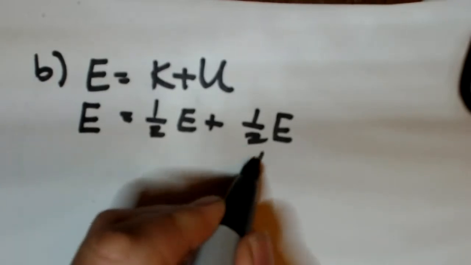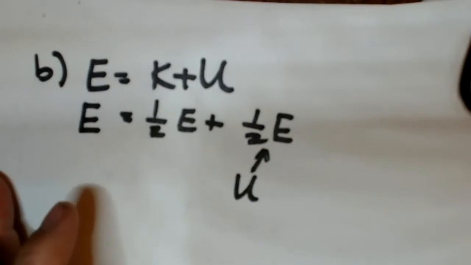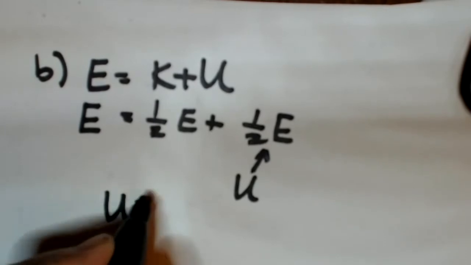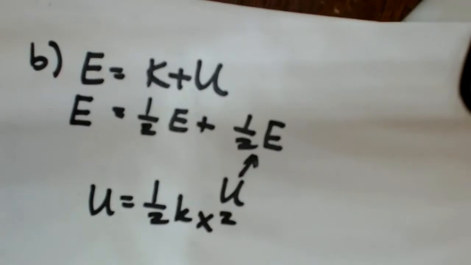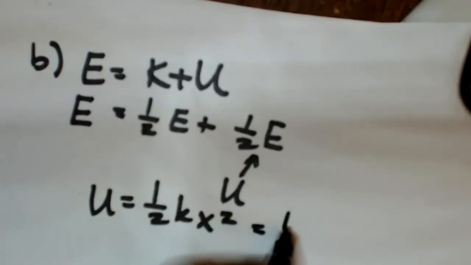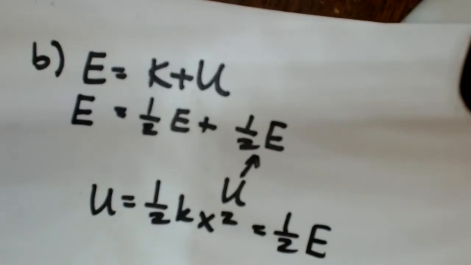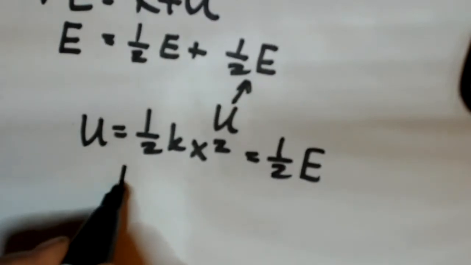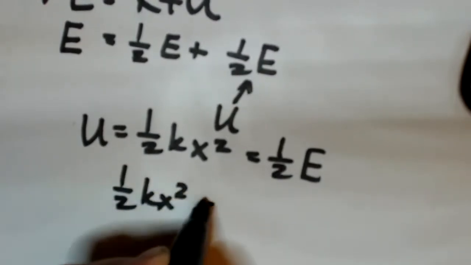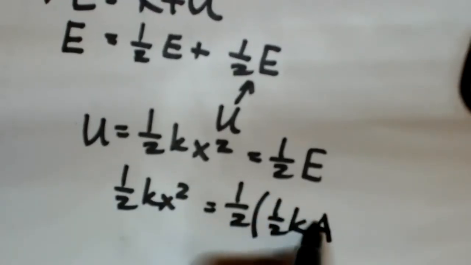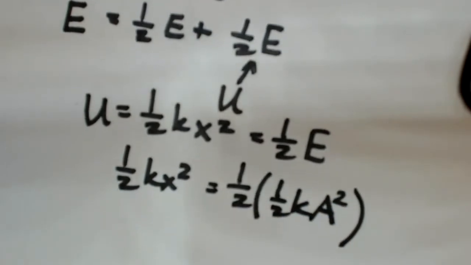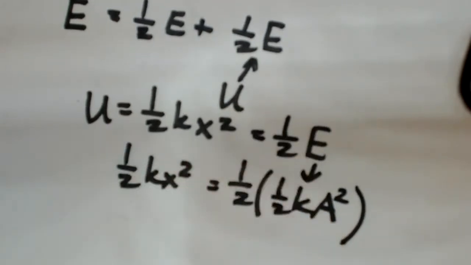I know that I want the potential energy to be 1/2 the total energy. So I'm going to take advantage of that and say that potential energy is 1/2 kx². That's the definition of the potential energy of a spring. But I also want that to equal 1/2 the total energy. So I've got 1/2 kx² is equal to 1/2 the total energy, and the total energy is just 1/2 kA², as we've already seen. So I just substituted this in for the total energy.